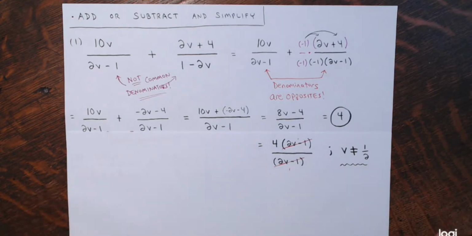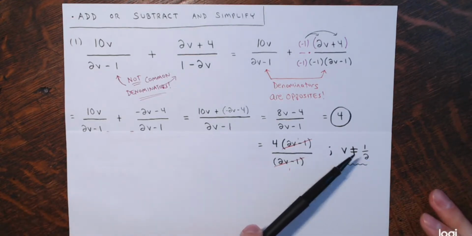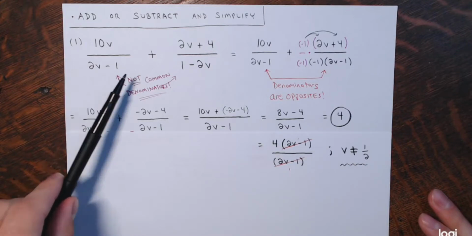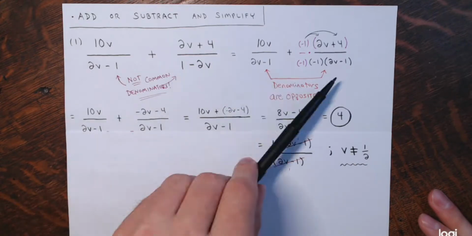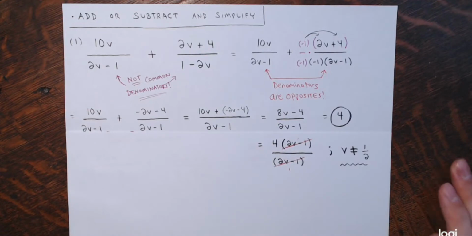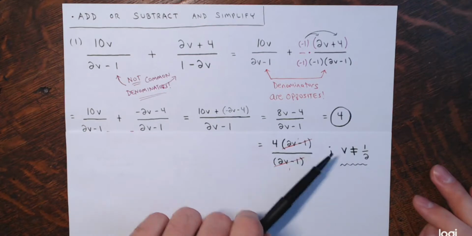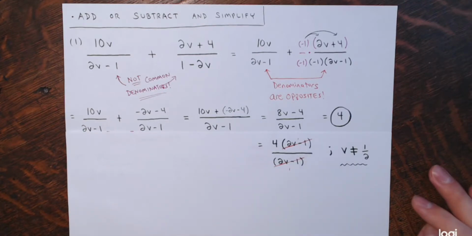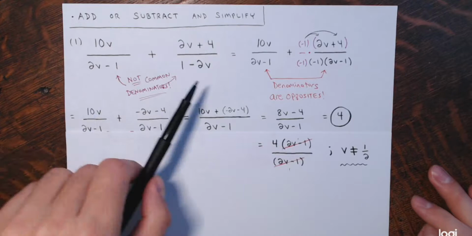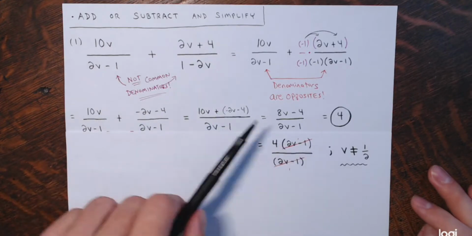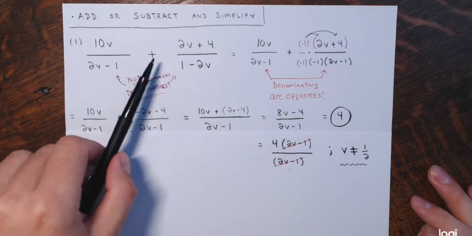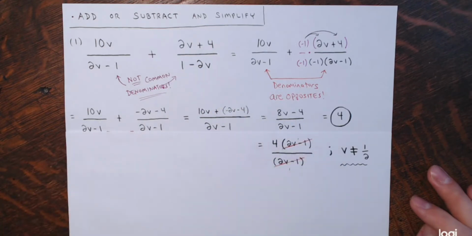Because if v were a half, you'd have divided by 0 here, you'd have divided by 0 here, here, and if you see a denominator that will be 0 anywhere throughout the problem, you can't use that value. So v can't be a half. But any other value of v is fine to use. So if I replace v with anything but a half, the sum of these two fractions will be equal to 4 all the time. And let's test that out.